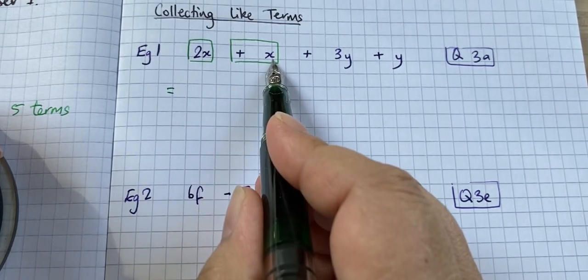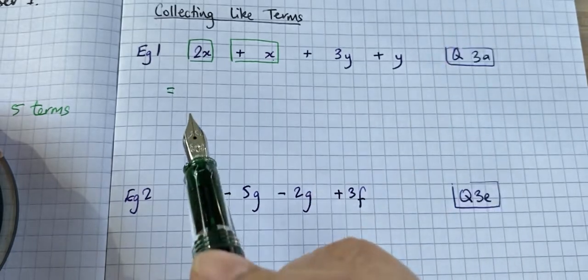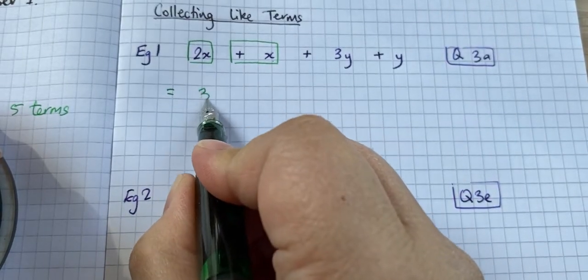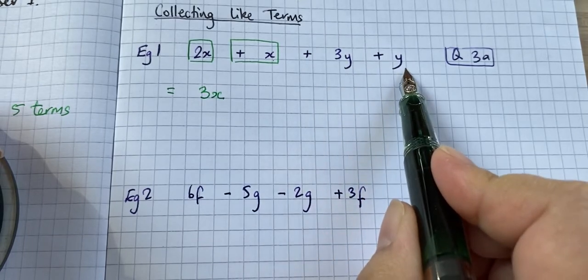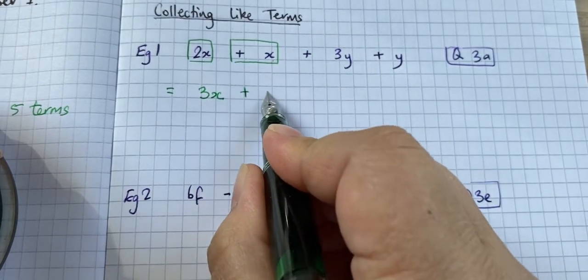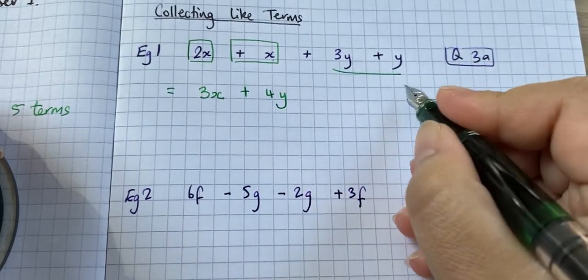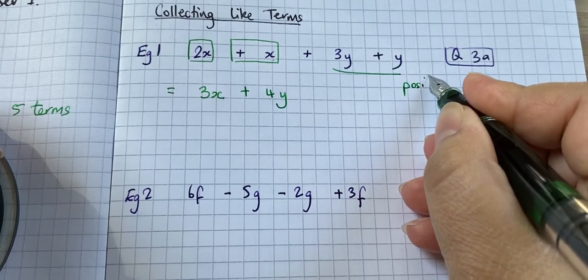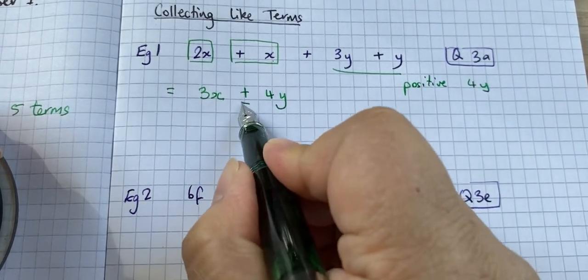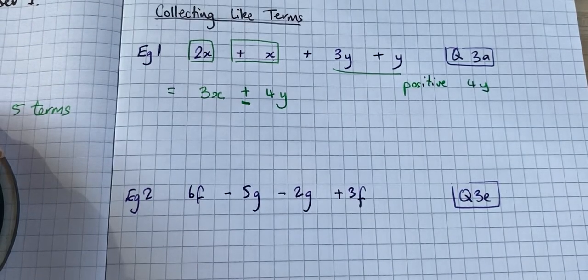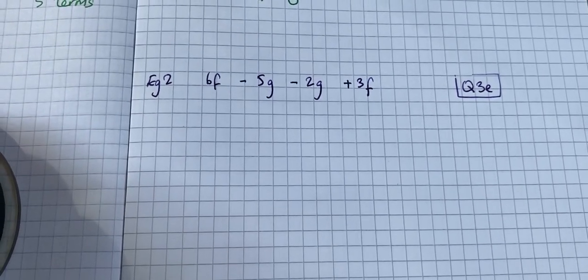2x plus 1x. Just because it's an x on its own, it still means I have 1. I'm going to put them together: 3x. And then I've got 3y plus 1y plus 4y. Now, these add together to give me a positive 4y. And that's why I have a plus sign in between my two terms. So let's look at an example involving negatives.